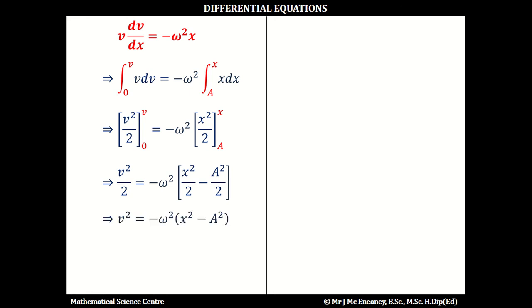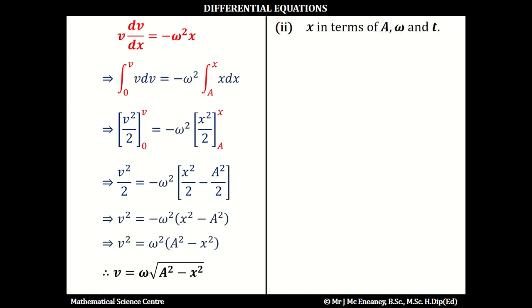Multiplying everything by 2 then, v squared equals minus omega squared times x squared minus a squared. And if we multiply in the minus on the right hand side, v squared just equals omega squared times a squared minus x squared. So if we want to find out what v is, we're going to get the square root. Now the square root of omega squared is just omega, so we can take the omega out in front, and v then just equals omega times the square root of a squared minus x squared.